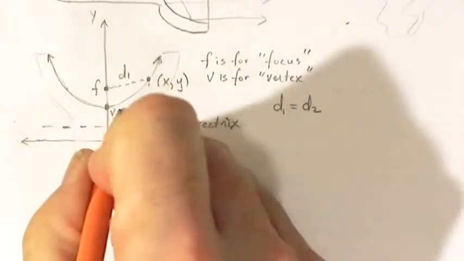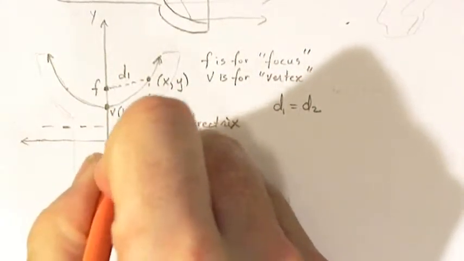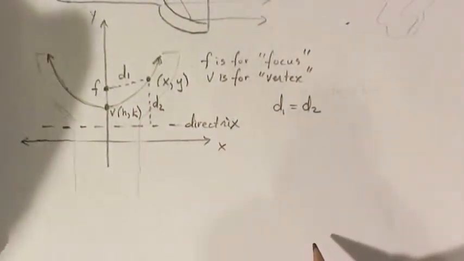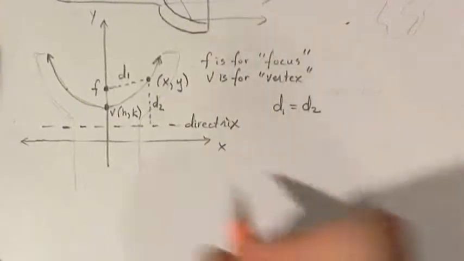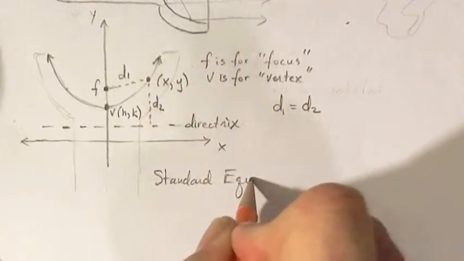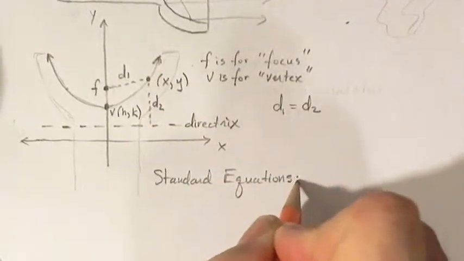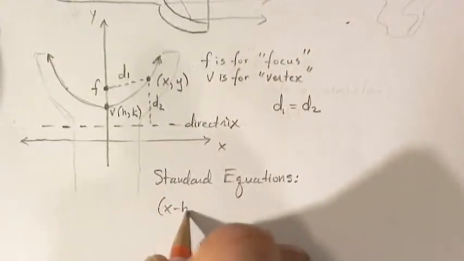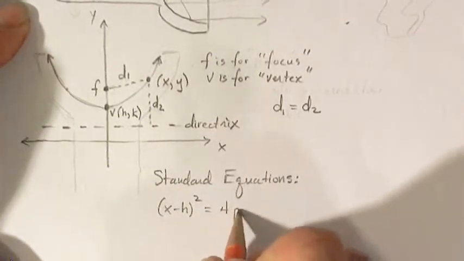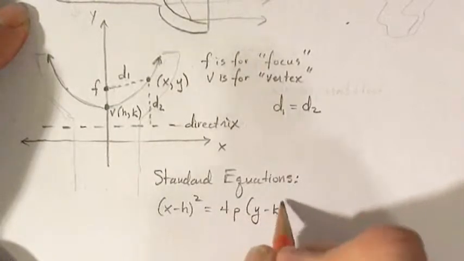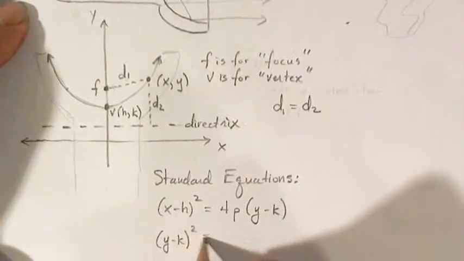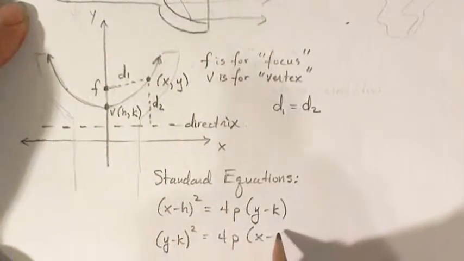So let's just keep in mind that the vertex is located at (h, k), and this allows us to write the standard equations of a parabola. They are (x minus h) squared equals 4p times (y minus k), and (y minus k) squared equals 4p times (x minus h).